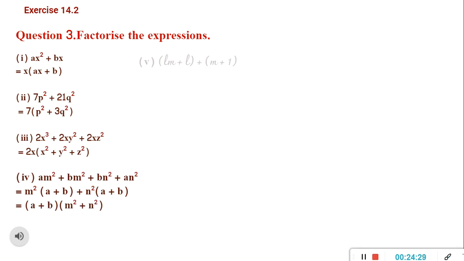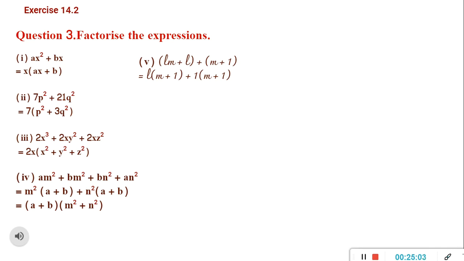Okay. Now the fifth question. lm plus l plus m plus 1. So here also in the first case l is common there, isn't it? Grouping means we can group like this only. lm plus l in one group and m plus 1 in another group. So here first we have taken l outside, then what is left out? m plus 1. l already taken, so 1 into l is l. So 1 is remaining there. Plus m plus 1 is there.